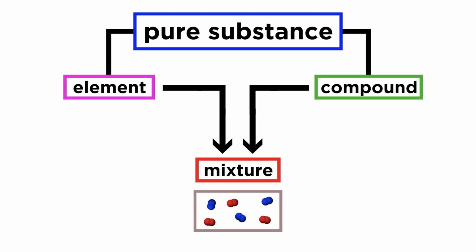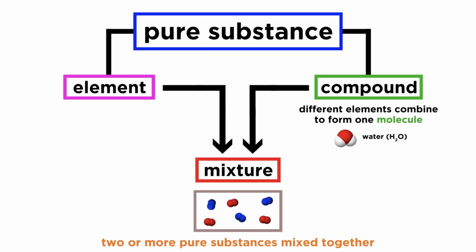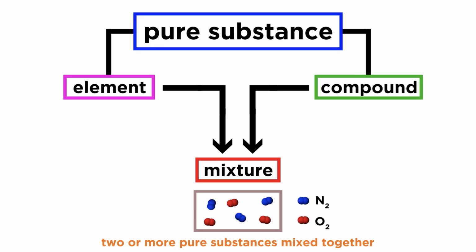When we put more than one element or compound together, we get a mixture. Notice that we have 2 different substances in this mixture with totally separate identities and properties. So a compound is a combination of atoms of different elements to form a single molecule where all the atoms are chemically bound, like with water. But with a mixture, we have substances that are totally different elements or compounds, simply mixed together in the same space.